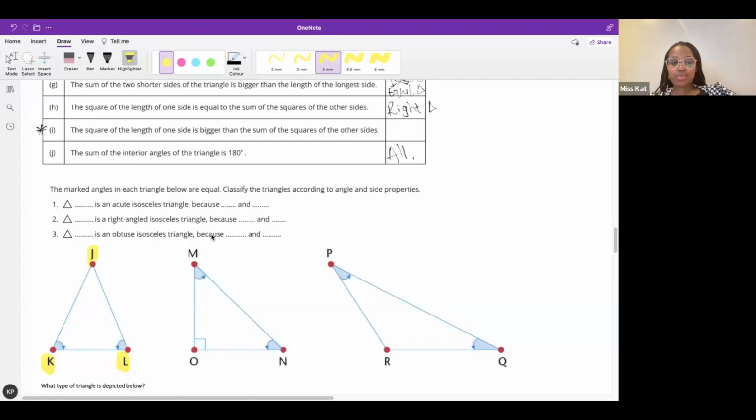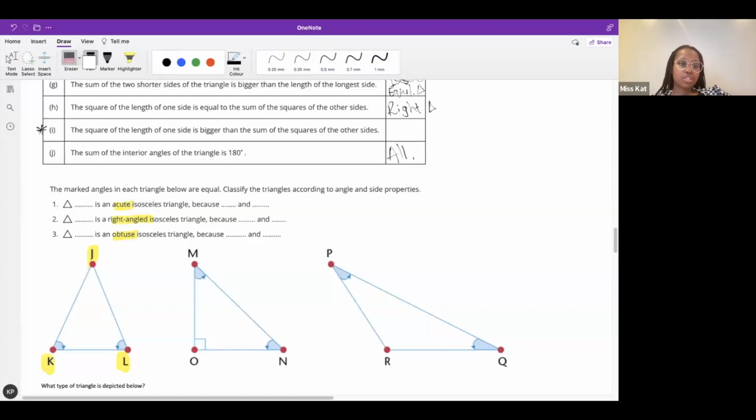And Oliver has already answered me. Oliver says it is an isosceles, but now, Oliver, we have an acute isosceles, a right angled isosceles, and an obtuse isosceles. So where does JKL fall, guys? Is it an acute isosceles, a right angled isosceles, or an obtuse isosceles? Yes, Oliver. Yes, Kamogelo. Yes, Zianda. So number one is triangle JKL is an acute isosceles.